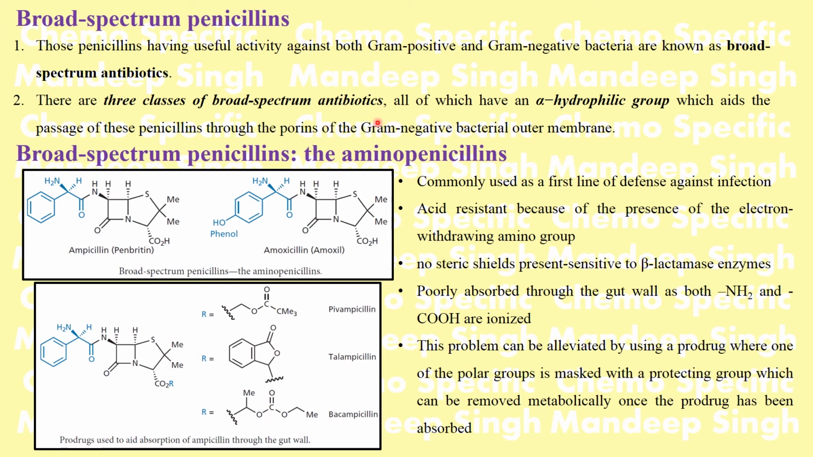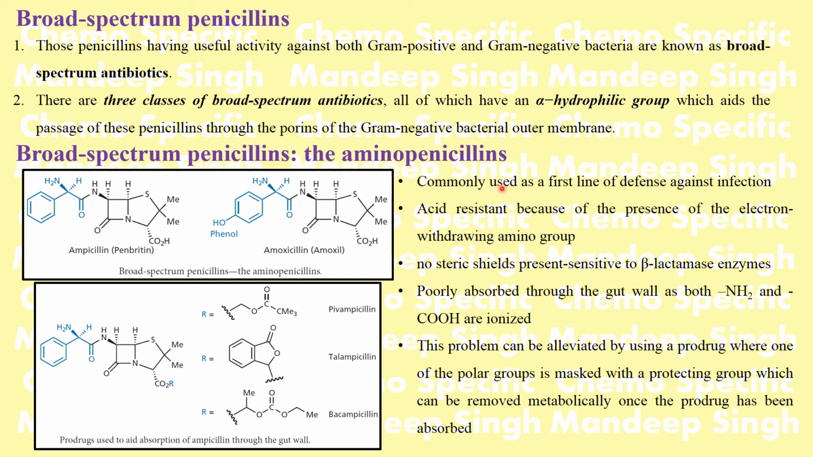There are three classes of broad spectrum antibiotic. All of them have an alpha hydrophilic group. It means at this particular position here, this is alpha to carbonyl. So what you have is an alpha hydrophilic group. Here what we have is an amine. What it does is basically it helps the penicillin to pass through the gram negative bacterial outer membrane. That is one of the important roles this alpha hydrophilic group plays, to pierce through the porins of the gram negative outer membrane.